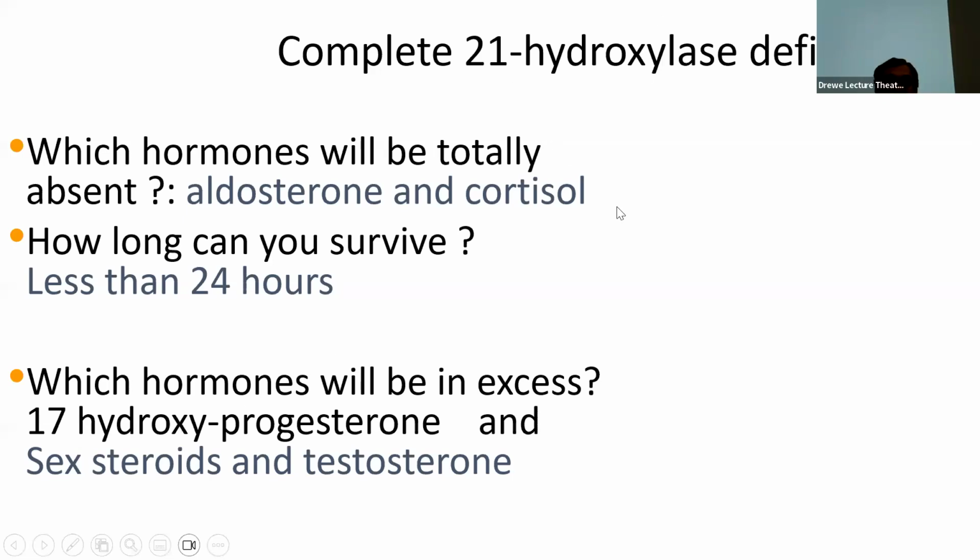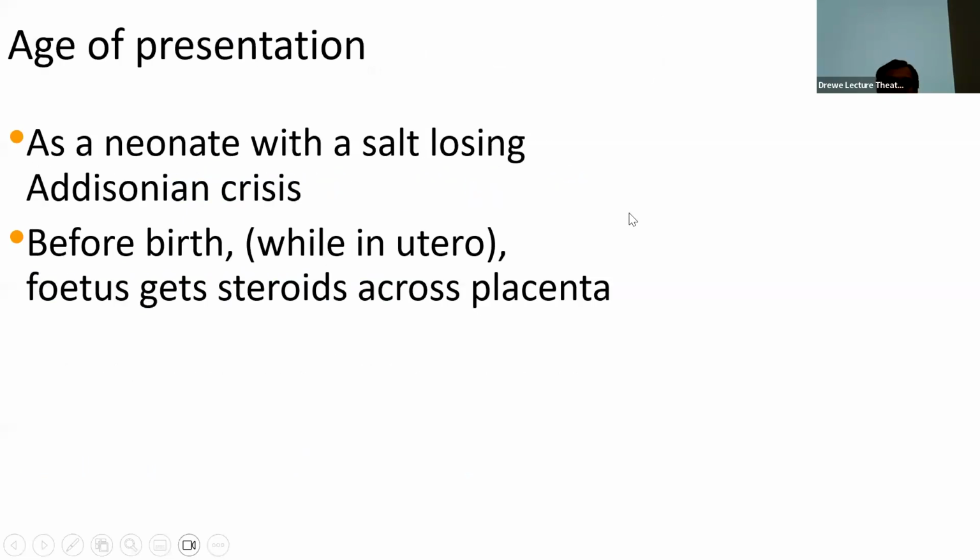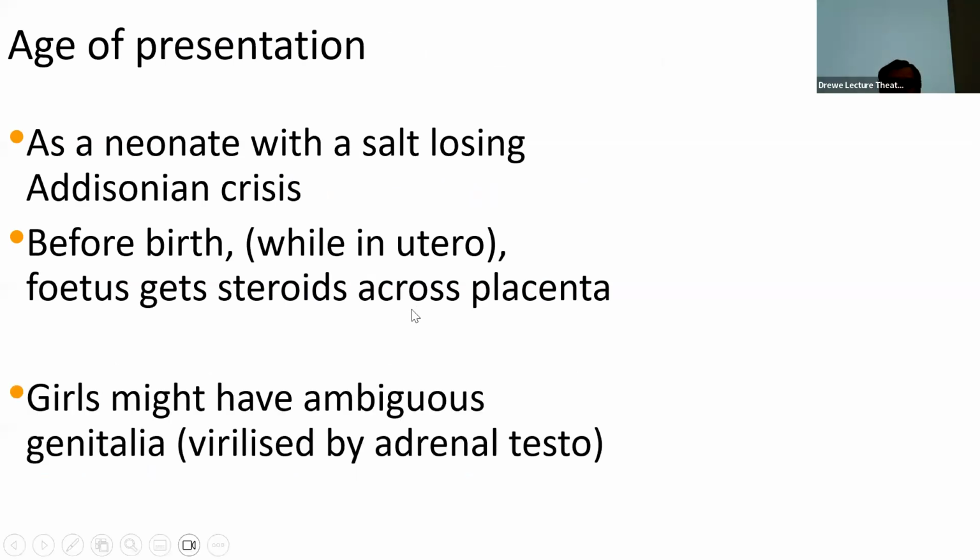So this is by a long way the commonest form of CAH, okay? They present as a neonate with a salt-losing crisis. And that's because before birth, while they're in utero, they have a lot of excess androgens. Okay, as I've just said, the girls are ambiguous and the boys are not.